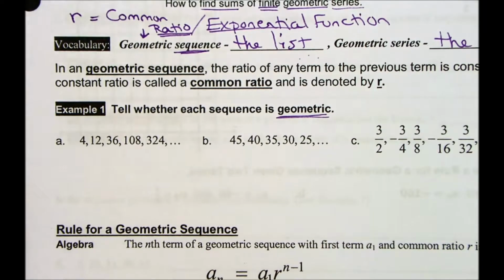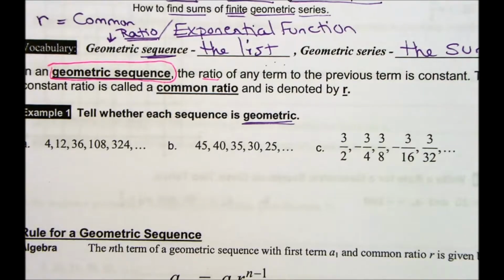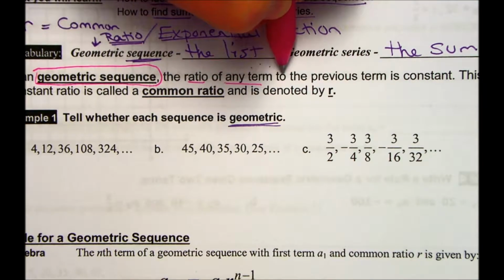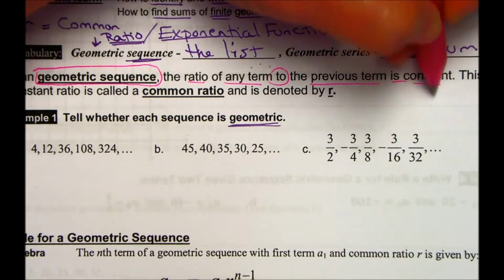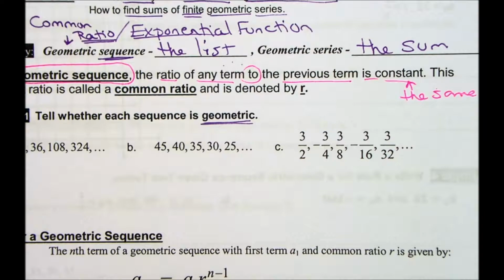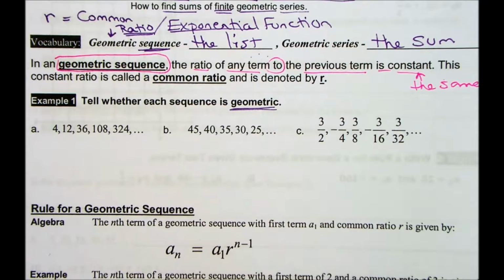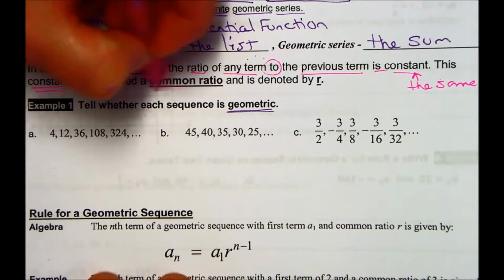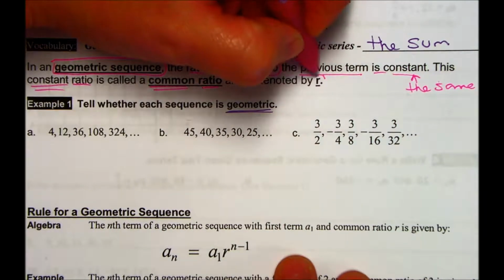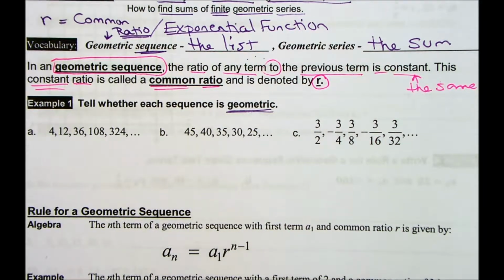Okay, so in a geometric sequence, the ratio of any number to the previous term is constant, which basically means it's the same. This constant ratio is called a common ratio. Whether we call it constant ratio or common ratio, they mean the same thing, and it's notated with R. So here are three examples, and we're trying to figure out whether these sequences are geometric or not.